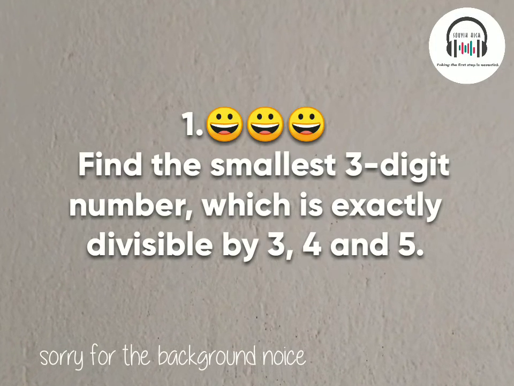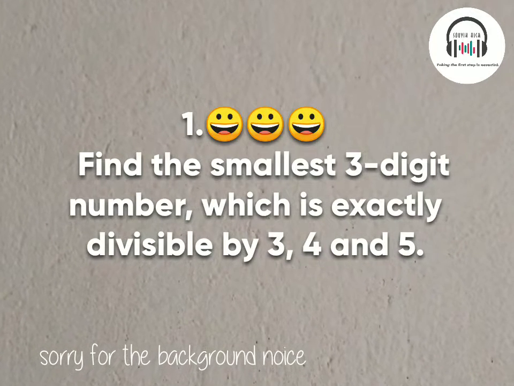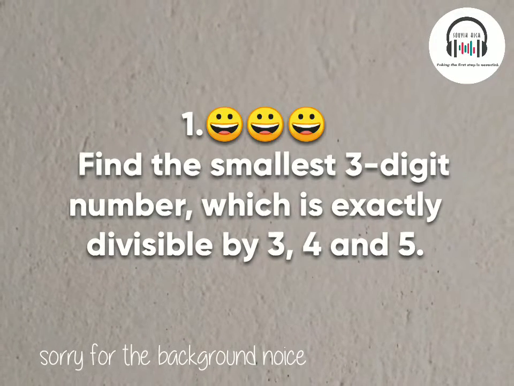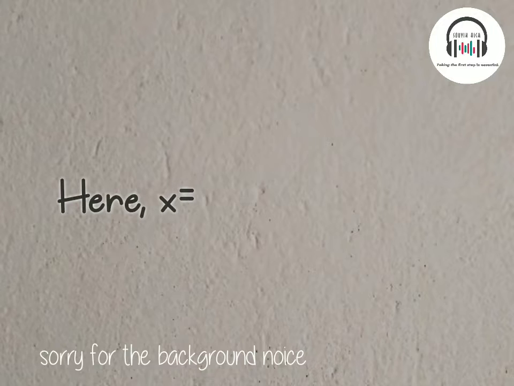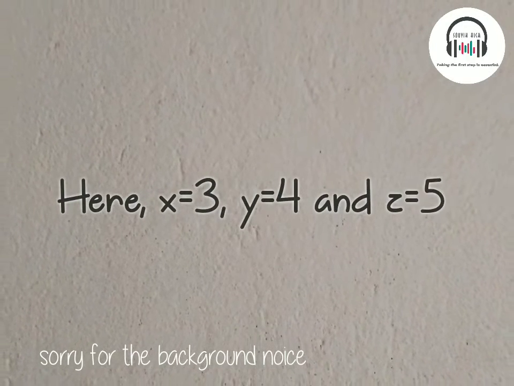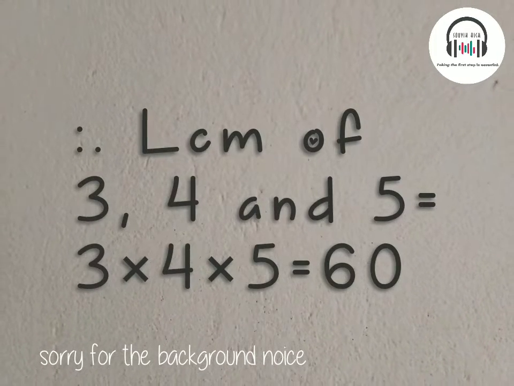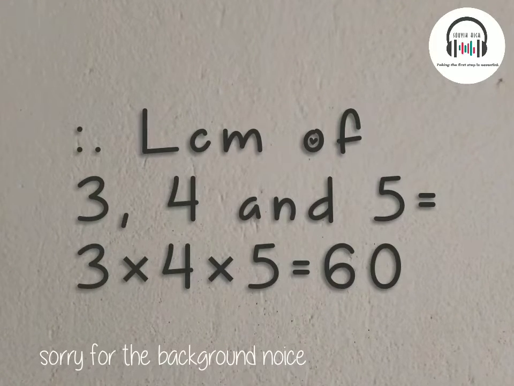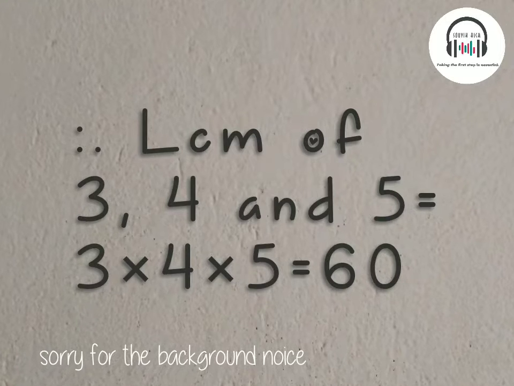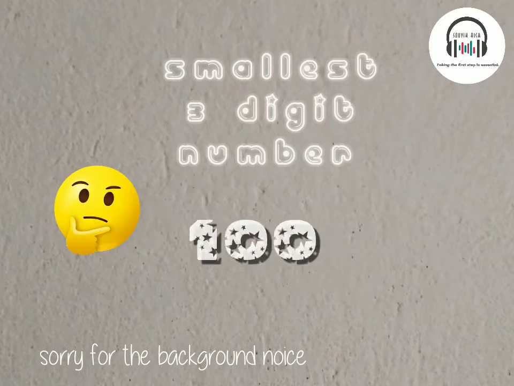Find the smallest 3-digit number which is exactly divisible by 3, 4 and 5. Here, if we take x equals 3, y equals 4 and z equals 5. Therefore, the LCM of 3, 4 and 5 equals 60. And the smallest 3-digit number is 100.